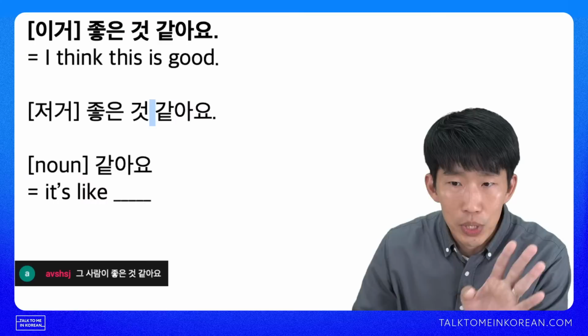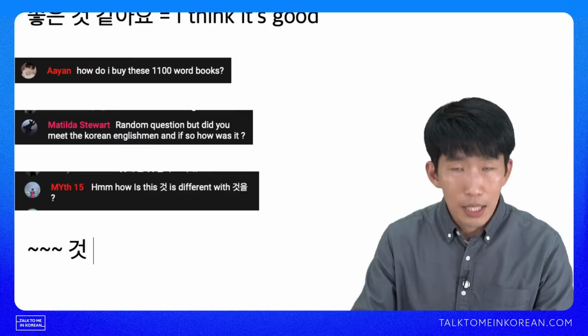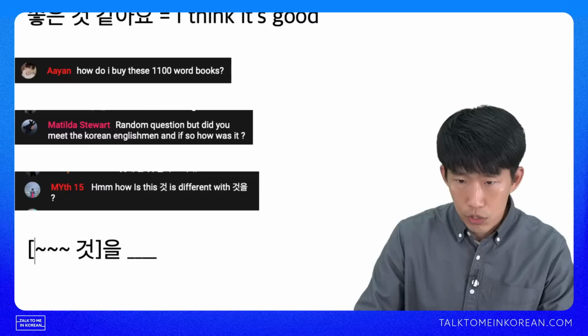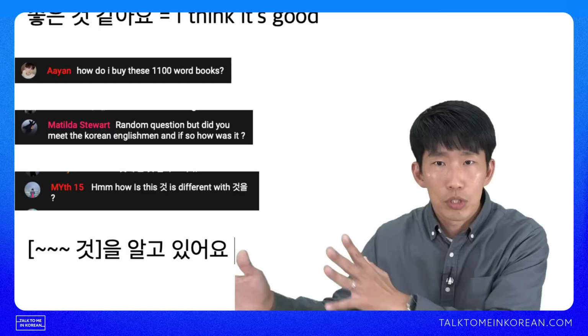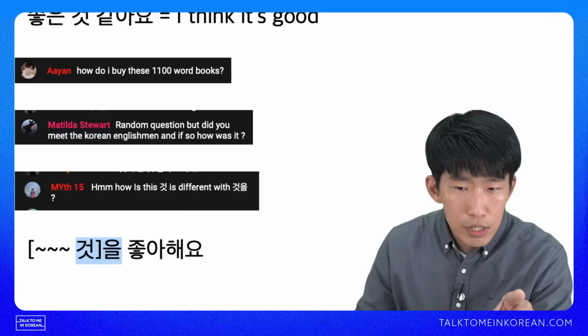But 것을, this is a different kind of usage. You can form so-and-so 것 in many different ways, and then 을, because it's an object marker, you use the whole previous portion as your object. So 것을 알고 있어요. I know so-and-so. I know that you did so-and-so. And then 것을 좋아해요. I like the act of doing so-and-so. So this 것을 is a different element that can be used in a different kind of context.